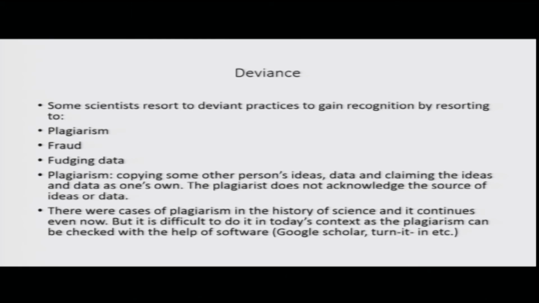So what are the deviant kinds of behavior that people resort to to get recognition? Some scientists resort to deviant or unethical practices to gain recognition by resorting to one, plagiarism, two, fraud, three, fudging data. Basically, plagiarism means copying some other person's ideas or data and claiming the ideas and data as one's own. The plagiarist does not acknowledge the source of ideas or data from where he actually borrowed.